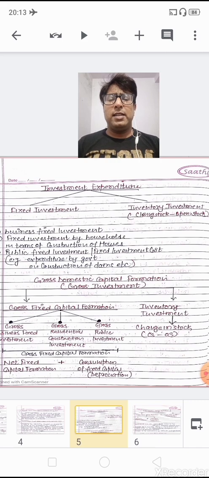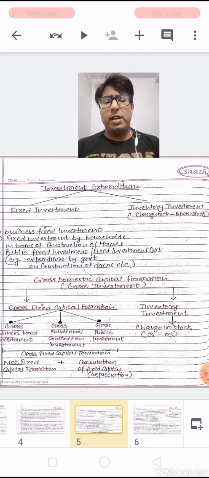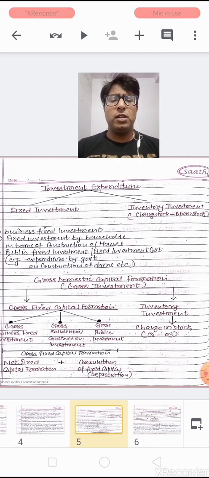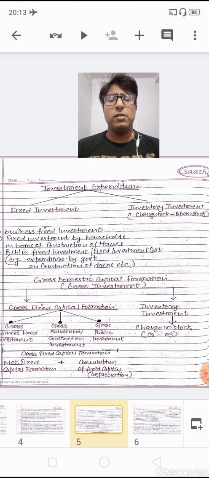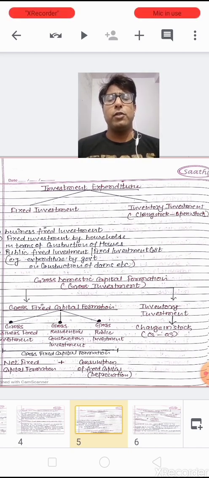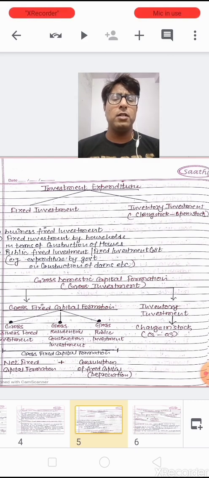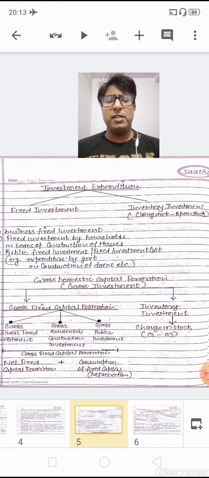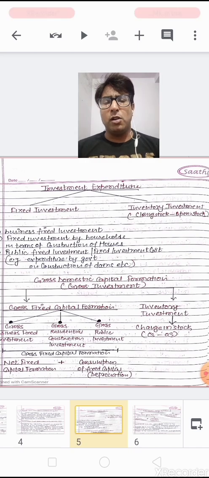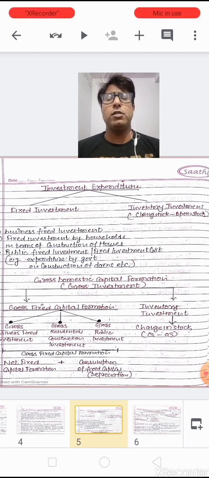So children, this is the investment expenditure I am talking about here. Investment expenditure is done for two purposes. The first is fixed investment, and the second is inventory investment, which we call change in stock, when opening stock is subtracted from the closing stock. So children, what is fixed investment?